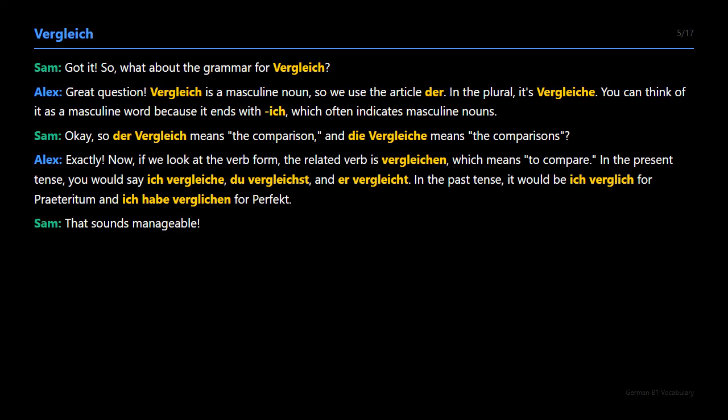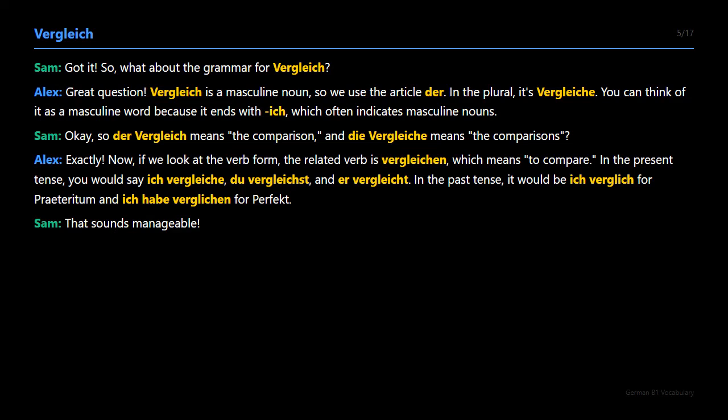Exactly. Now, if we look at the verb form, the related verb is vergleichen, which means to compare. In the present tense, you would say, ich vergleiche, du vergleichst, and er vergleicht. In the past tense, it would be ich verglich for Präteritum and ich habe verglichen for perfect. That sounds manageable.